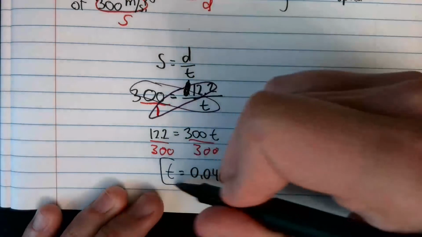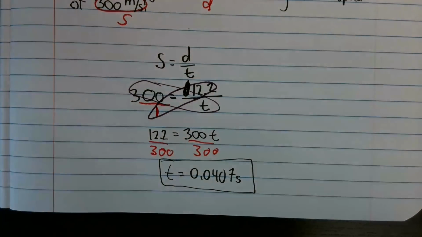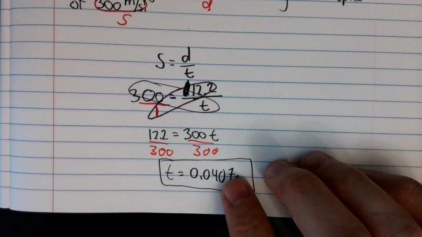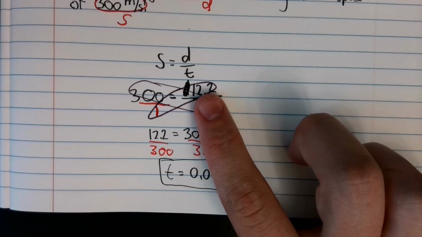Don't forget your units in your answer. Now this is a very small number, but that makes sense. Bullets travel very, very fast, so it takes them very little time to move a distance like this. This is about 40 feet.